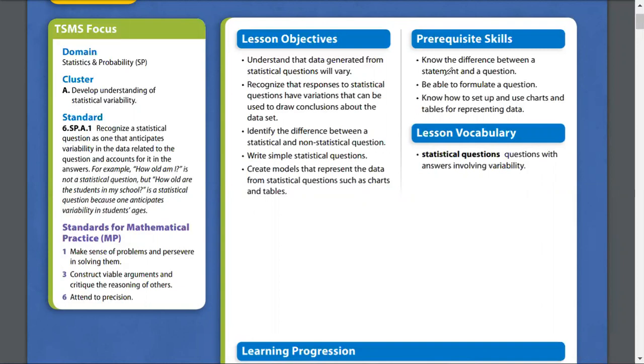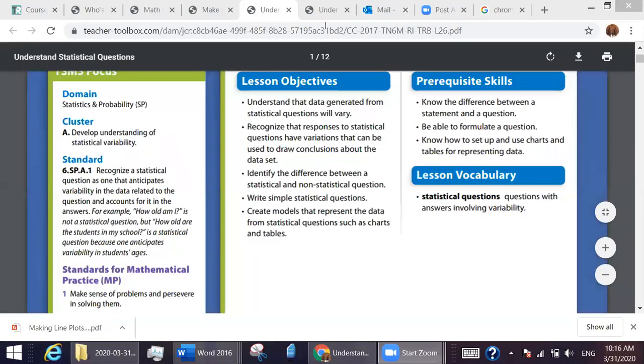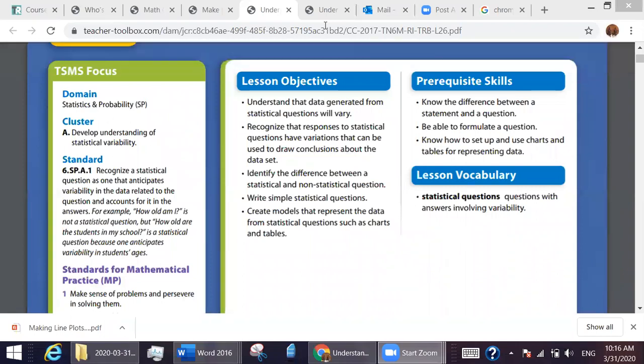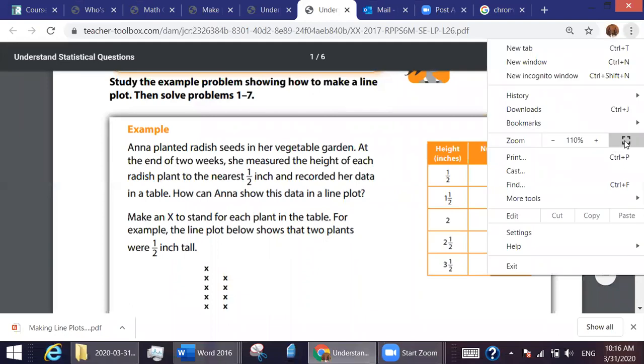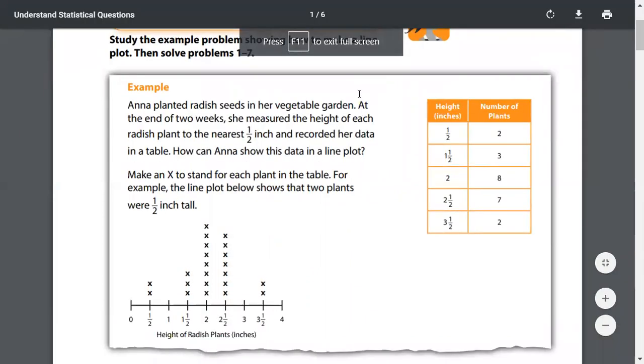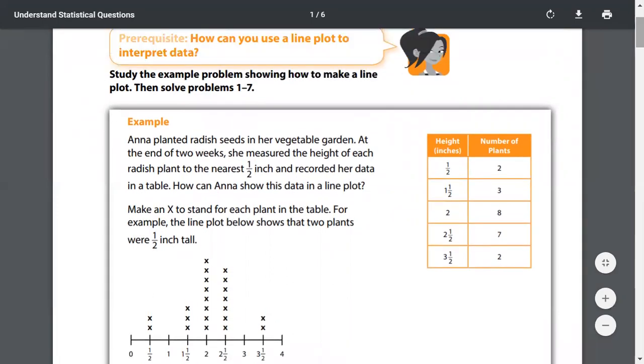So our first part of the lesson is actually going to be a prerequisite skill, and that skill is line plot. So how can you use a line plot to interpret data?